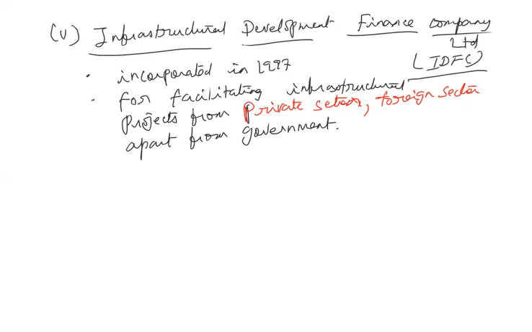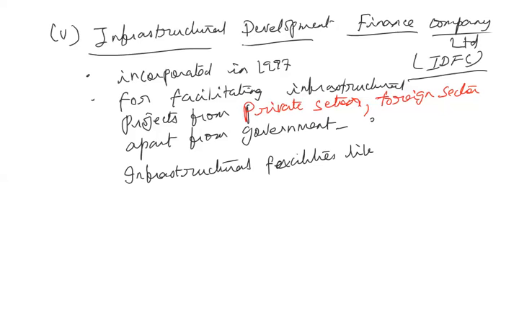So one of the functions of Infrastructural Development Finance Company of India is to motivate or encourage the private sector infrastructural projects, because normally the private sector will not come forward to develop the infrastructure in the country, isn't it? So in order to encourage the private sector to share the financial burden with the government, this one was incorporated for that purpose. There are so many infrastructural facilities, and apart from that it is also encouraging foreign participation.